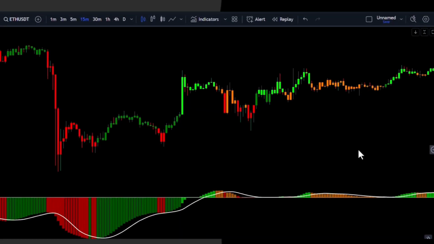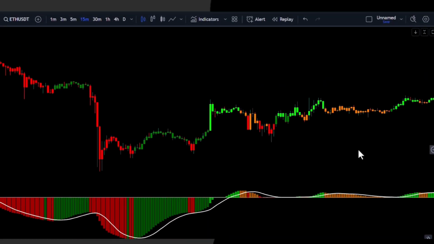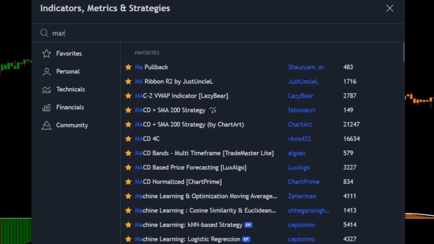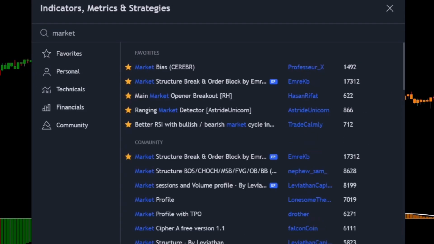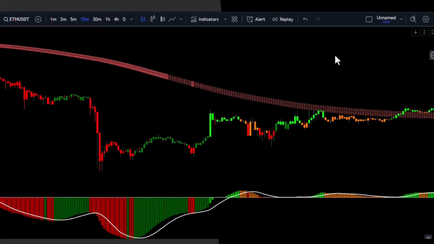Now, we've got a dynamic duo of indicators to work with, but before we dive into how the Impulse MACD works its magic, let's introduce another star of the show, the Market Bias Indicator. It's like a trusty sidekick helping us get a feel for the market. The Market Bias Indicator acts as our compass, helping us figure out which way the market is trending.